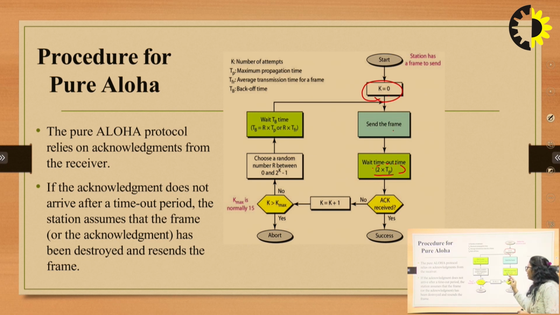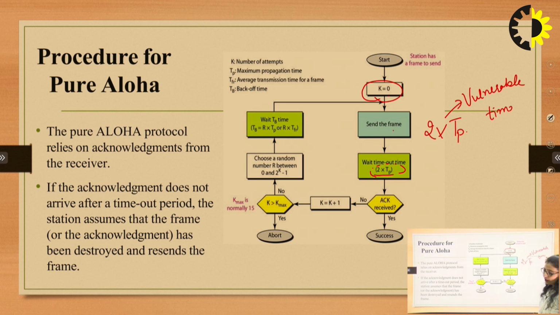Then this is the waiting time. Wait time out means 2 into TP. This is the vulnerable time. What is this vulnerable time? Basically, vulnerable time is the time in which, if any station sends data, a collision may occur.